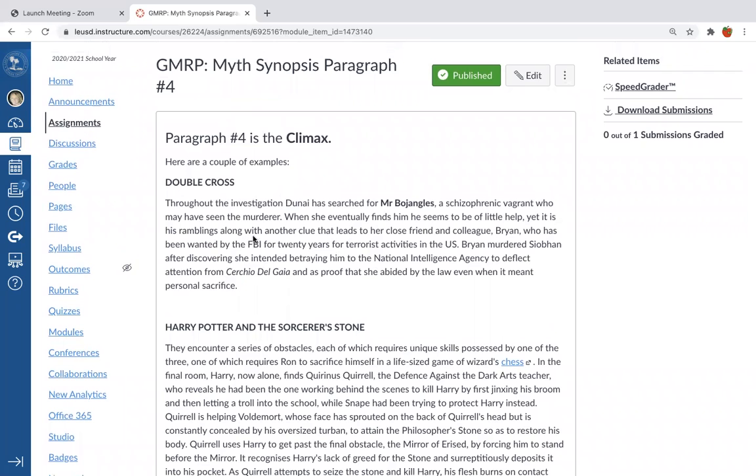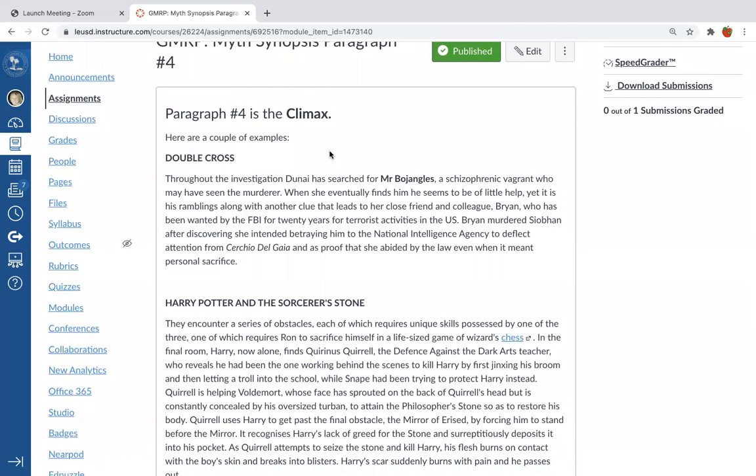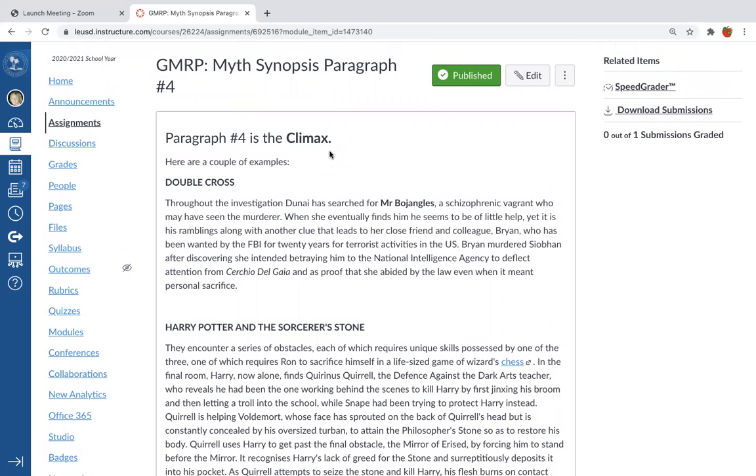slash aunt. So I'm going to go ahead and just read the Double Cross example. Throughout the investigation, Denai has searched for Mr. Bojangles, a schizophrenic vagrant who may have seen the murderer. When she eventually finds him, he seems to be of little help. Yet it is his ramblings, along with another clue, that leads her to close friend and colleague Brian, who has been wanted by the FBI for 20 years for terrorist activities in the US. Brian murdered Siobhan after discovering she intended betraying him to the National Intelligence Agency to deflect attention from Sergio Gaia as proof that she abided by the law, even when it meant personal sacrifice.